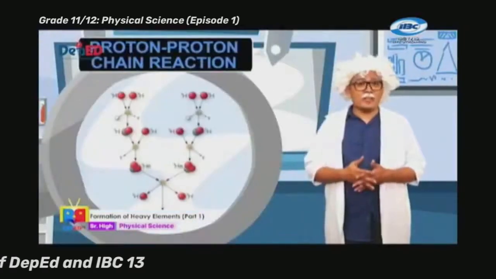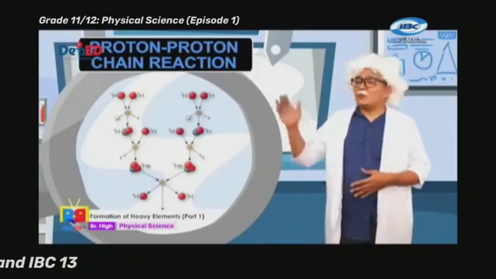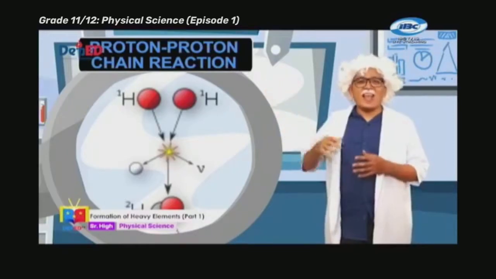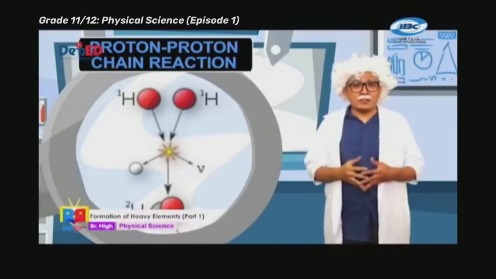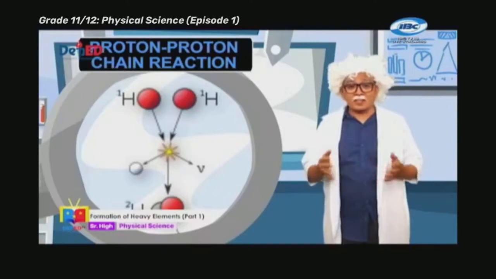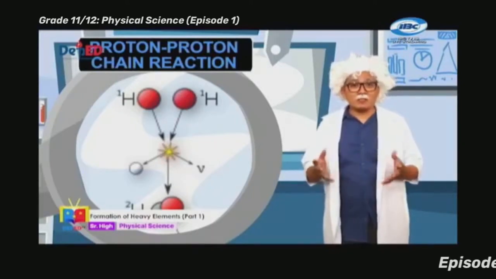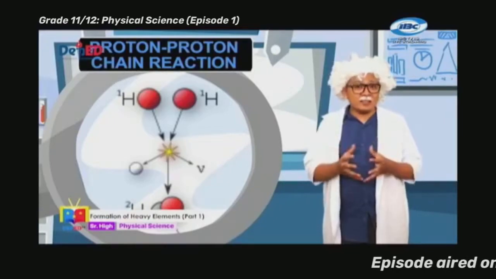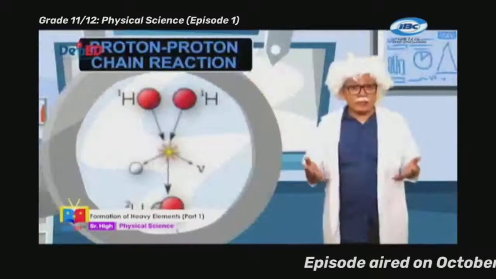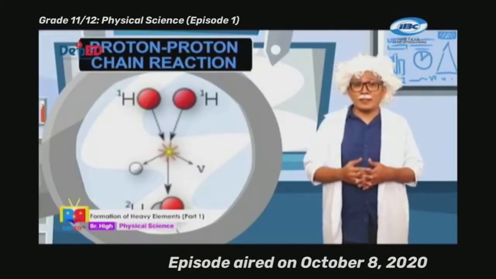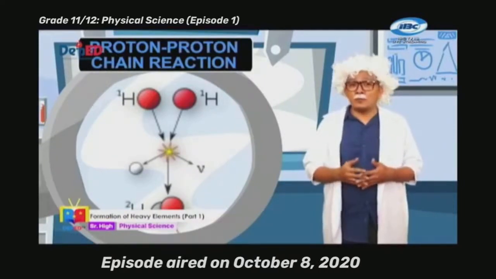The proton-proton chain reaction starts with 2 protons or 2 hydrogen atoms colliding and combining. As they combine, one of the protons turns into a neutron. Because of this, a positron and a neutrino are released. The positron will annihilate with an electron and release energy. We talked about this earlier. It was mentioned that protons can turn into a neutron and neutron can turn into a proton.